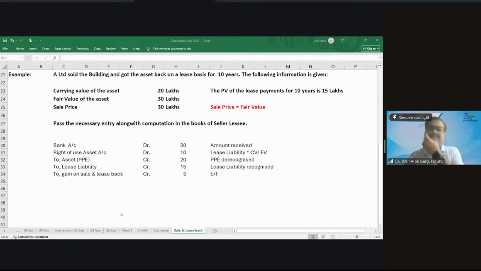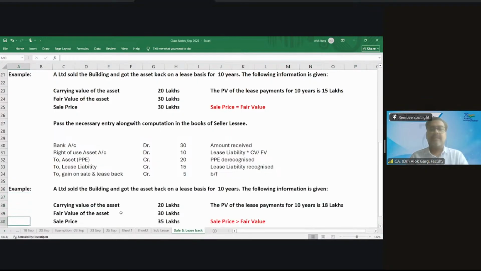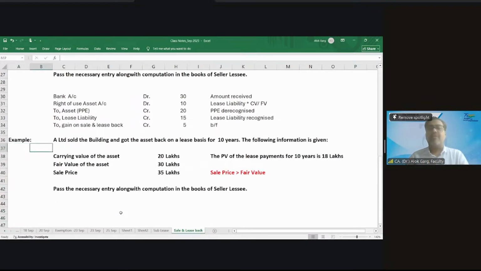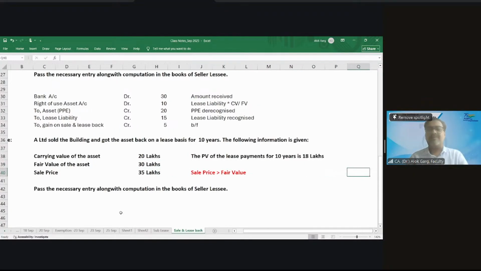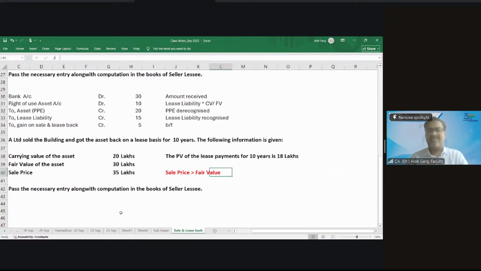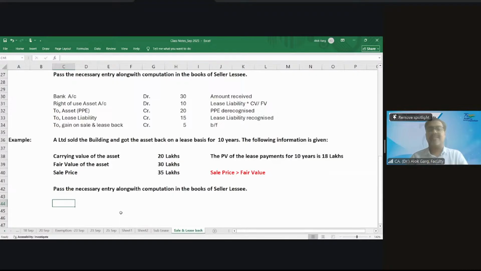Okay. Now let's complicate this further. A Limited sold the building and got the asset back on a lease for 10 years. The following information is given. Carrying value of the asset is 20 lakh. Fair value is 30 lakh. Sale price is 35 lakh. The present value of the lease payment for 10 years is 18 lakhs. Right? Instead of 15, it became 18. Sale price is greater than fair value. Pass the necessary entry along with computation in the books of the seller lessee.